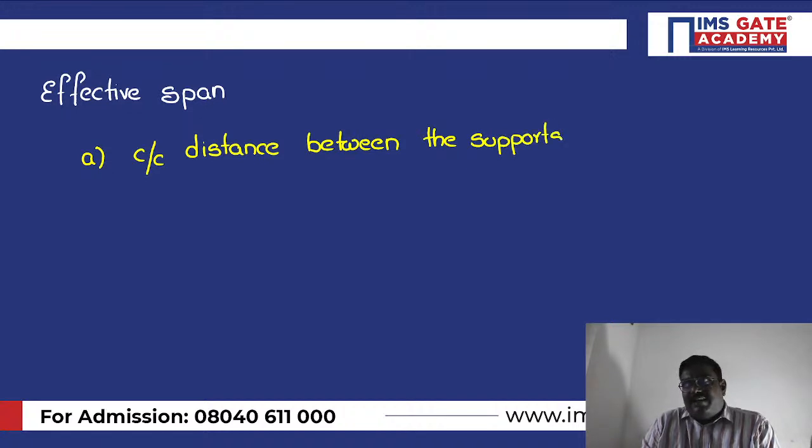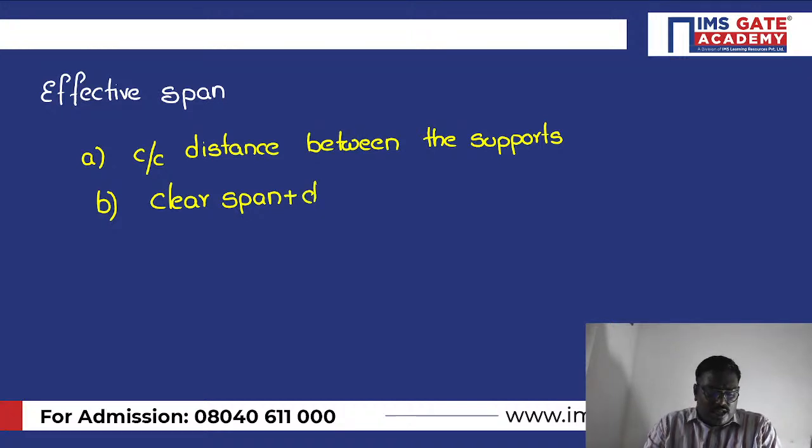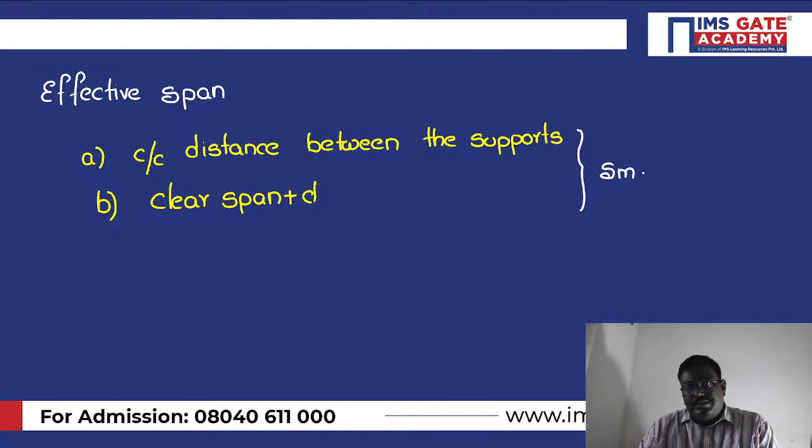And the next one we have is clear span plus d. Out of these two, my dear students, whichever is the smaller value will be considered as the effective span. Whichever is smaller will be considered as the effective span.